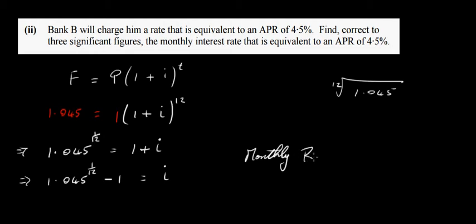Monthly rate of 0.367%. So when you actually do this here, you'll get 0.00367. That's what it will come out as, and then as a percentage, just multiply by 100. Okay, so that's how you convert from an annual rate to a monthly rate, and a monthly rate to an annual rate.